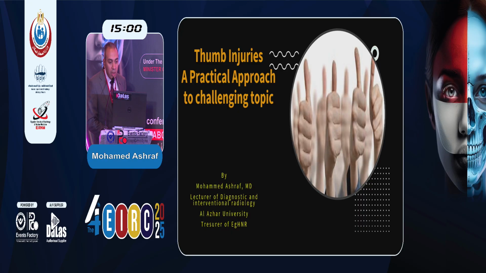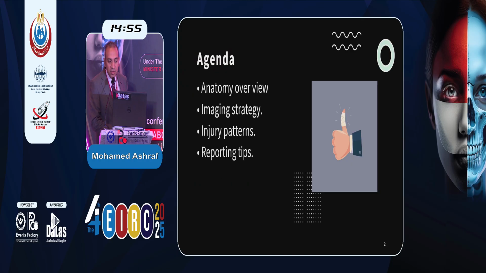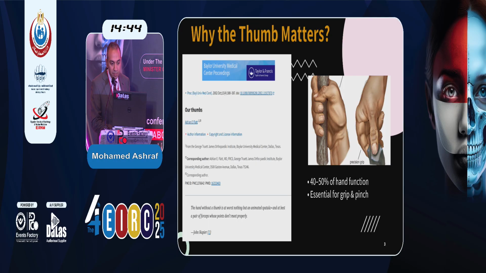Today we are going to talk about thumb injuries: a practical radiological approach. This is my agenda today. We'll look rapidly at the anatomy overview, the imaging strategy, the injury patterns, and reporting tips.